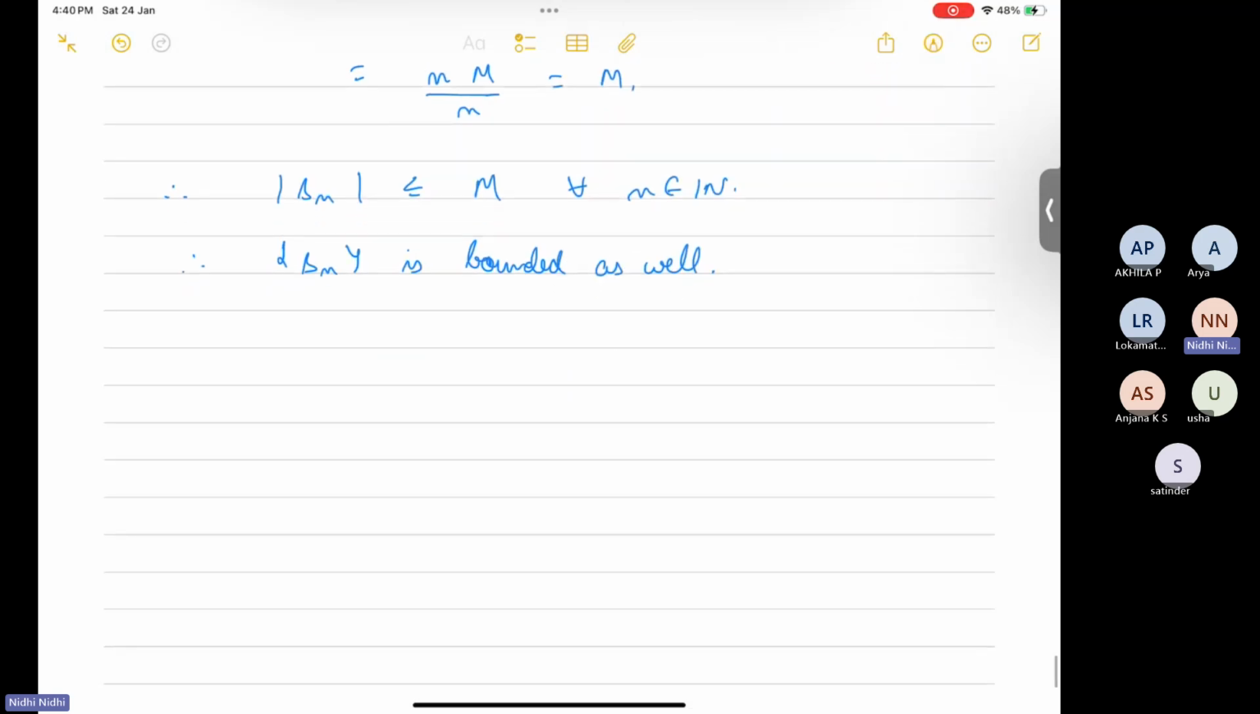That means we will show that Sn plus 1 minus Sn is greater than or equal to 0. This will be our claim.